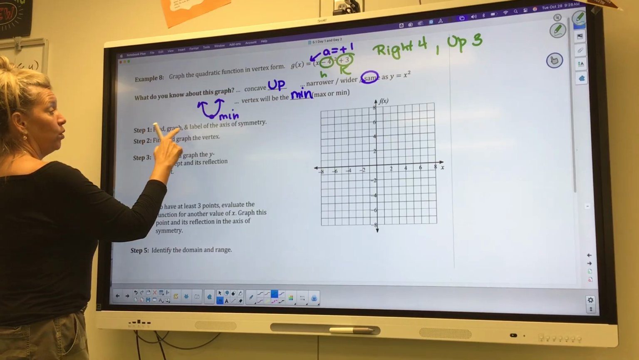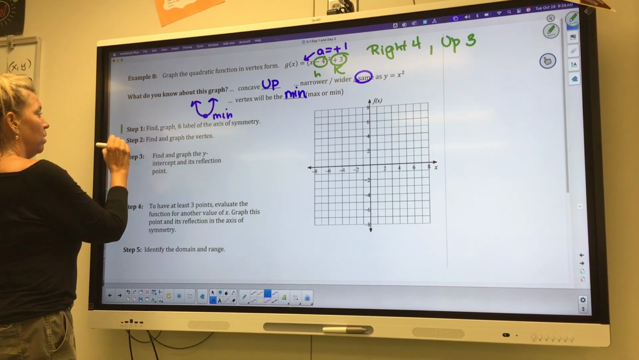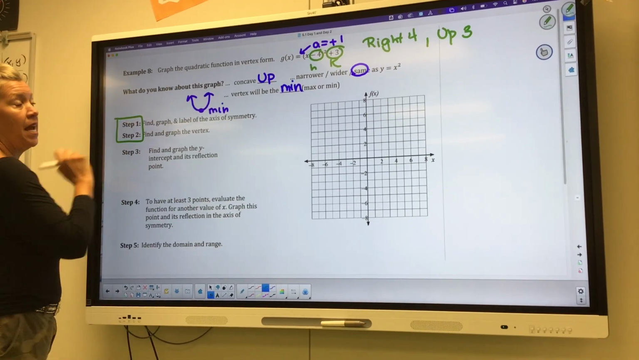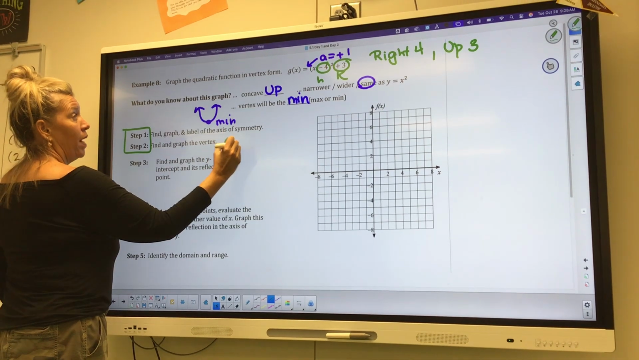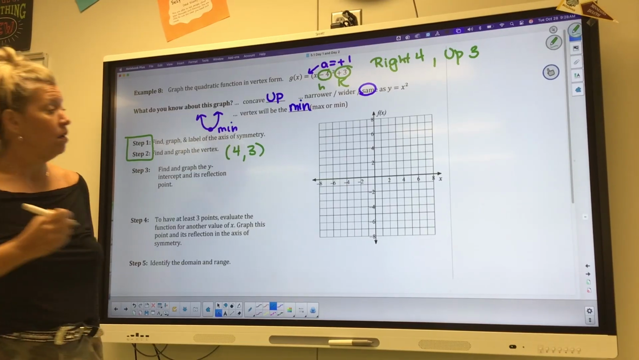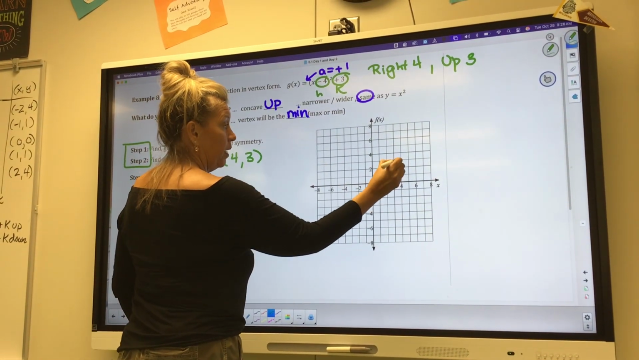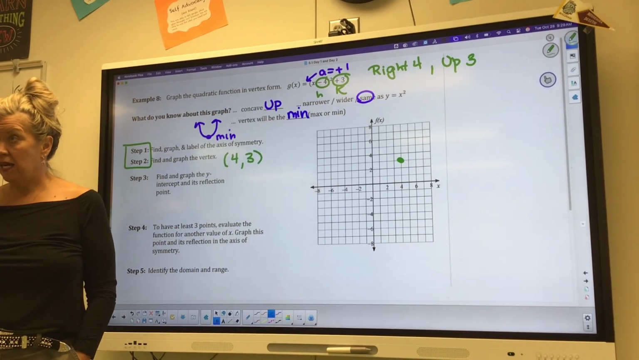So find, graph, and label the axis of symmetry and the vertex. These two kind of go hand in hand from the H and the K. So the vertex is right 4 and up 3. So let's go ahead and graph that. So we're going to go right 4 and up 3. That's going to be our lowest point on the graph.